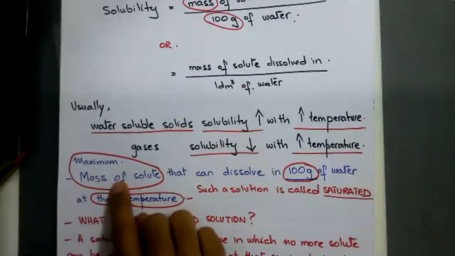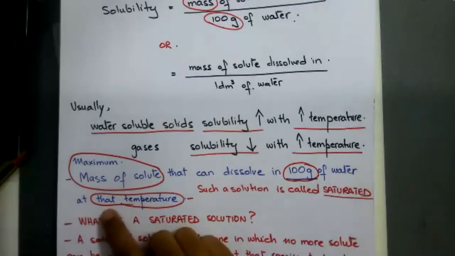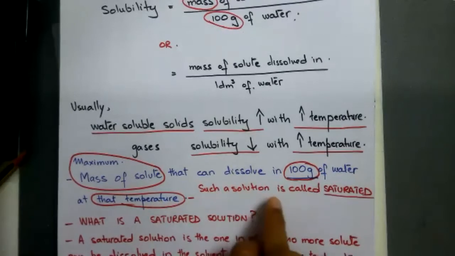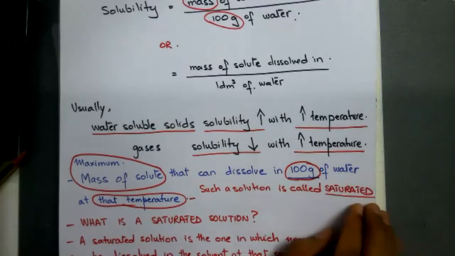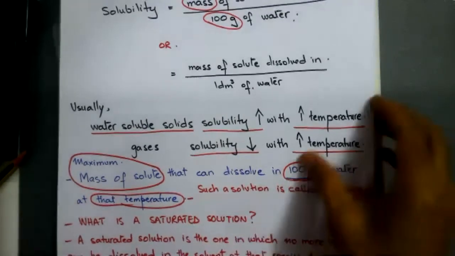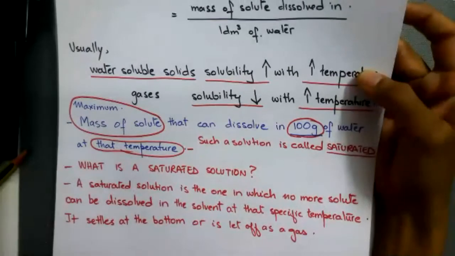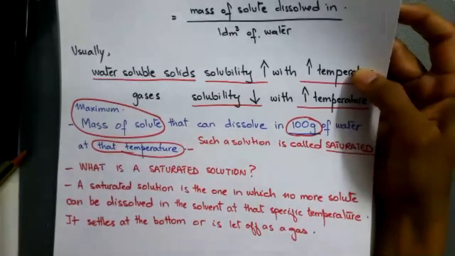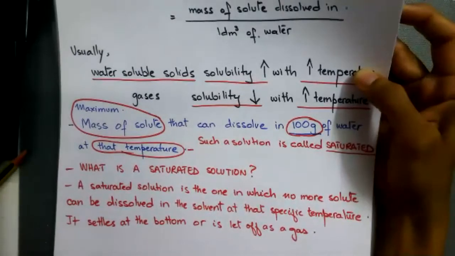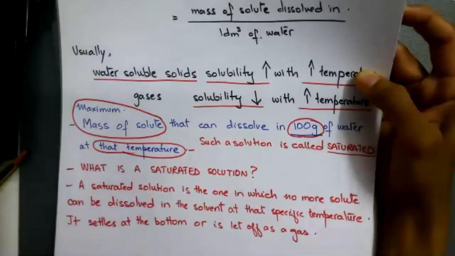The maximum mass of solute that can dissolve in 100 grams of water at a particular temperature will give you a saturated solution. What is a saturated solution? As the word suggests, a saturated solution is any solution in which no more solute can be dissolved in the solvent at that specific temperature. You will see it settling down at the bottom, or if it's a gas, you will see it bubbling out right off.